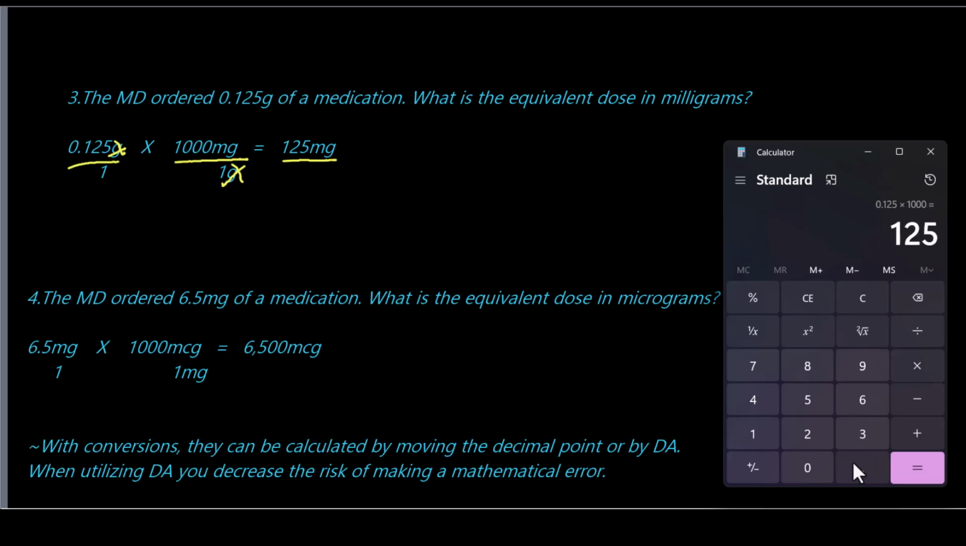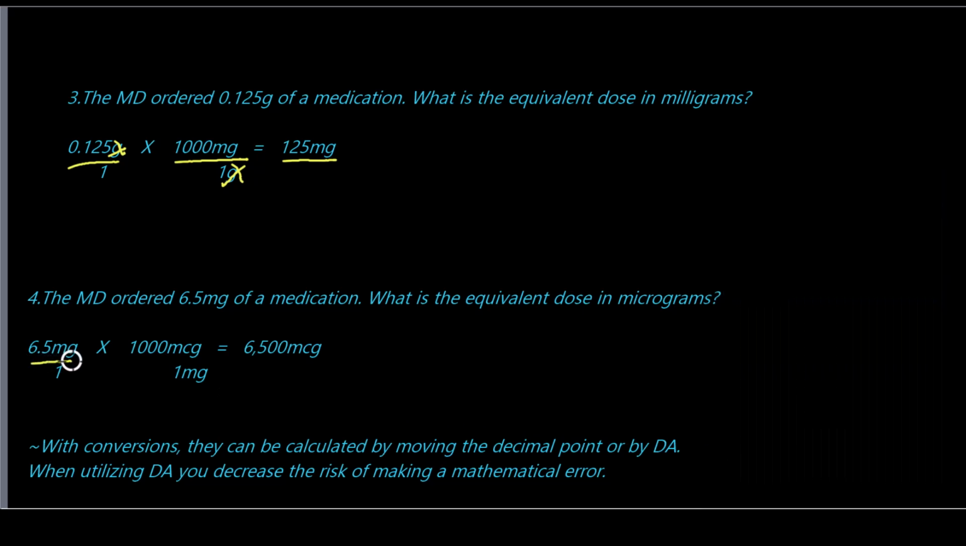With simple conversions, they can be calculated using dimensional analysis or by moving the decimal point. Either method is acceptable. However, when using dimensional analysis, you decrease the risk of making an error.